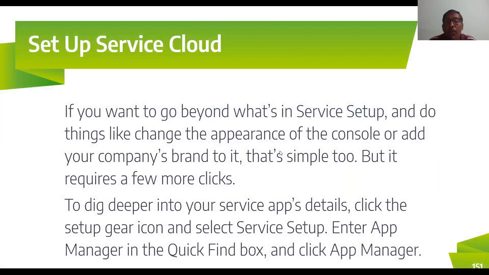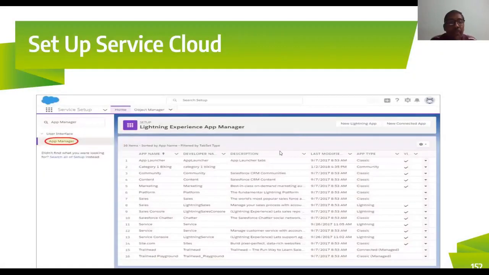If you want to go beyond what is in the service setup and do things like change the appearance of the console or add your company brand to it, that's simple too, but it requires a few more clicks. To dig deeper into your service app, you click the setup gear icon and select the service setup, enter the app manager in the quick find box and click the app manager. Right, like this you have to enter.